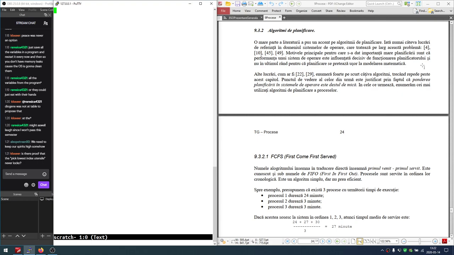Yeah, Closier, there is. But it's not that pick lowest index utensil never locks. It could be pick higher utensil as well. There is proof. This is the simplest way to avoid deadlocks.